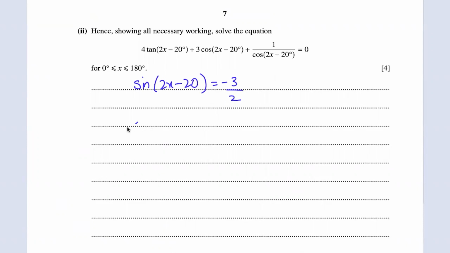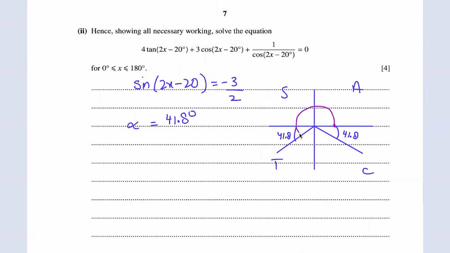Finding the basic angle, we have sin inverse of 2 upon 3, which is 41.8 degrees. Now we know that sin is positive in the first and the second quadrants, but as the sign is negative, we'll be taking the values in the third and the fourth quadrant. So we'll make our basic angle with the x-axis in the fourth quadrant and the third quadrant, which is 41.8.